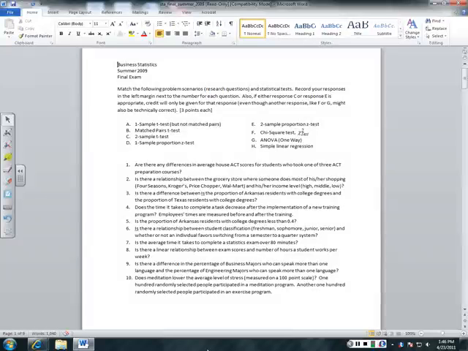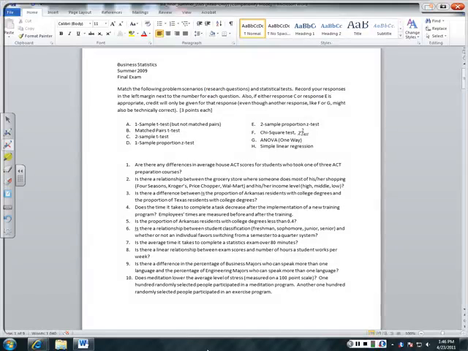Okay, I'm going to go ahead and go through this test here. Of course, the first page is just some matching and 10 scenarios. So on number 1, are there any differences in average? So we're looking at average as a quantitative variable in means for students who took one of 3. So there's 3 groups there. And so that's going to be an analysis of variance or option G.